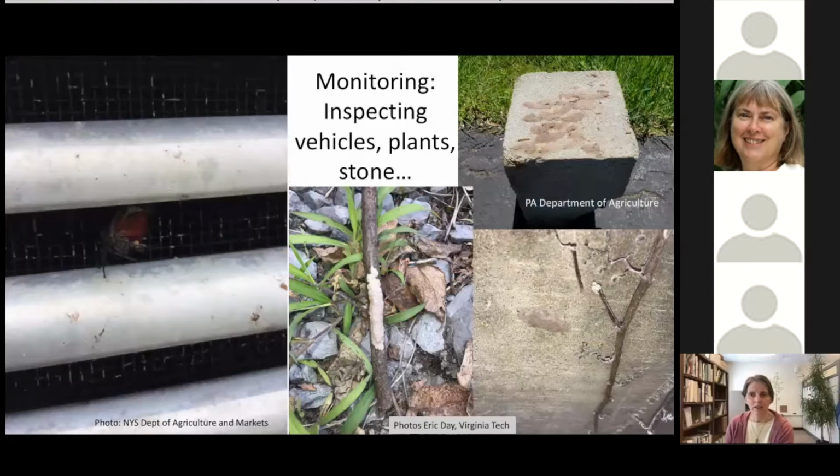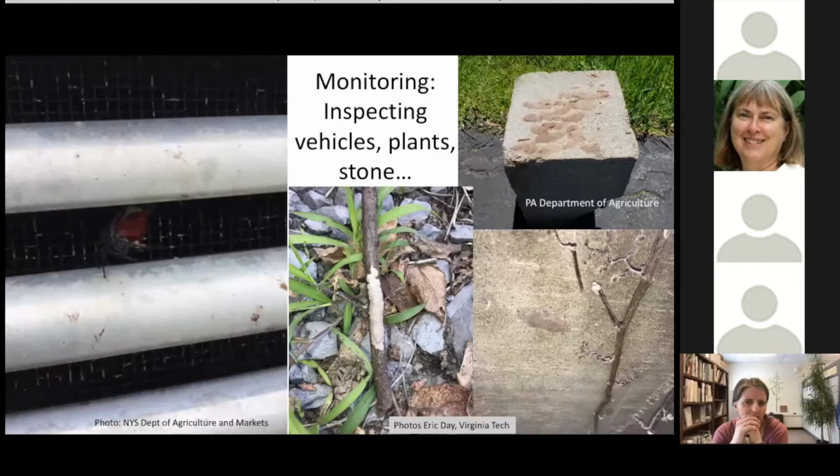And further along the supply chain, both when commodities arrive in the country as well as when they're being shipped out from nurseries to points of sale, there are other times when inspections can be done to check for these. So on the left is a vehicle. You can just make out a lanternfly adult that was plastered against the radiator. This was at an entry point into New York.